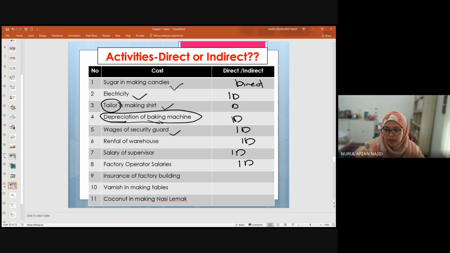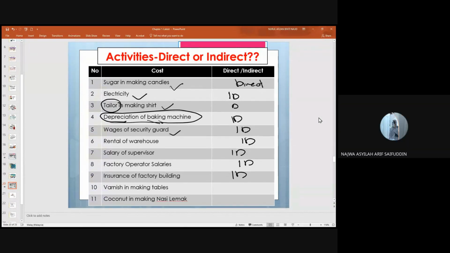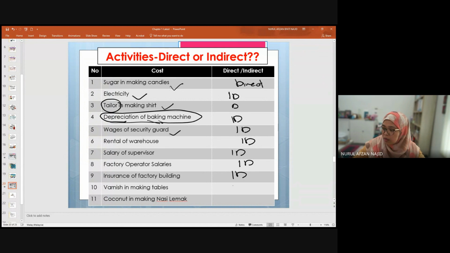Aiman. Man, tak dengar. Maybe you letak dekat chat box. Indirect. Good, Man. Varnish in marking table, Najwa. Indirect. Indirect. Good. Indirect. Okay. Varnish ni bukan something yang diperlukan. It's not a compulsory in making table.